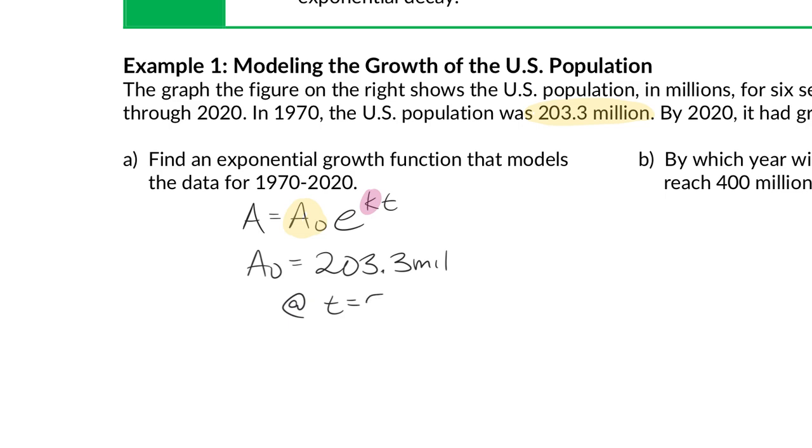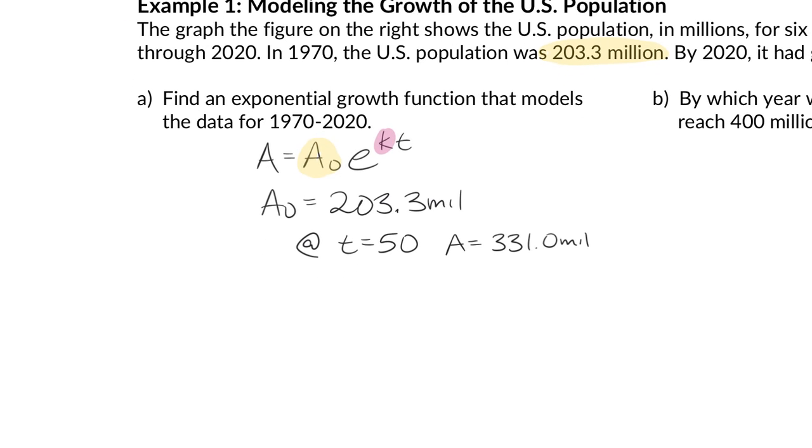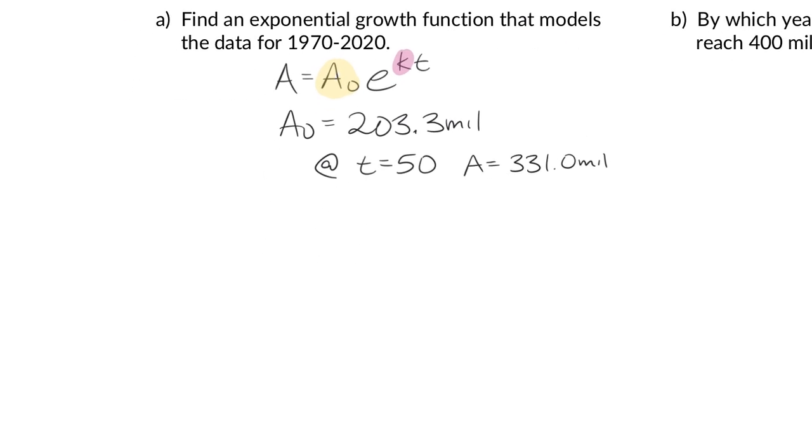50 years. So at time equal to 50, our population was 331 million. So we have a time and we have an amount that we can plug in. If we have a big A, an A sub 0, and a t, the only variable left is k. We're going to use the skills we learned last class to solve for k. So here's what it might look like.